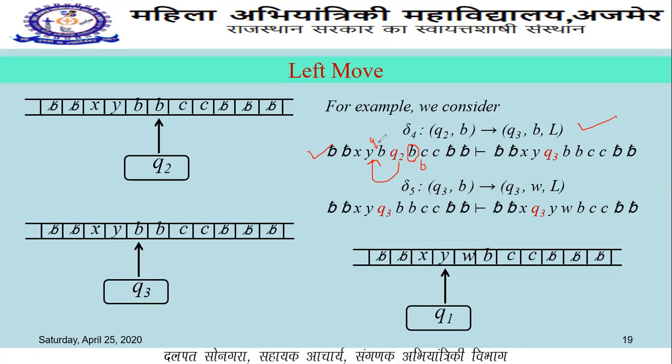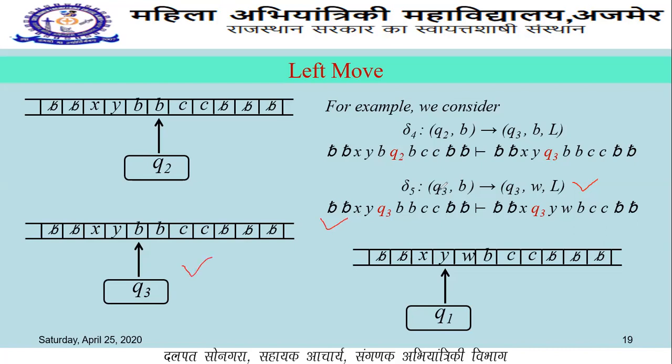And when we make this left move, the state changes from q2 to q3. So you look at these changes in this sequence. q3 comes between y and b, and this b remains unchanged because it is overwritten by b again. I hope you understand this, and you can understand this in these two snapshots. Okay, so now we apply delta 5 at this ID, and we understand this with this snapshot.